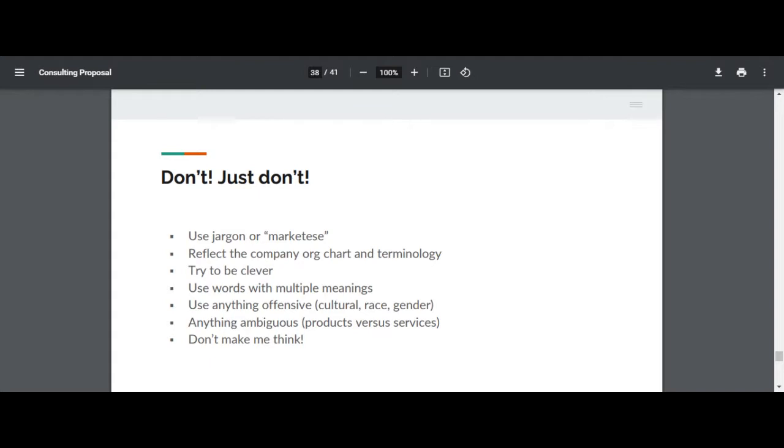Do not use a label that matches what your company, your org chart, uses, because you know it, but the consumer doesn't. Don't be clever. Use words that avoid multiple meanings. Avoid words that can be offensive. So, cultural dimensions: certain words are not acceptable in other countries or vice versa. So we have to be sensitive.